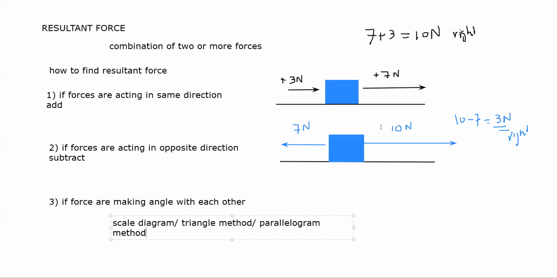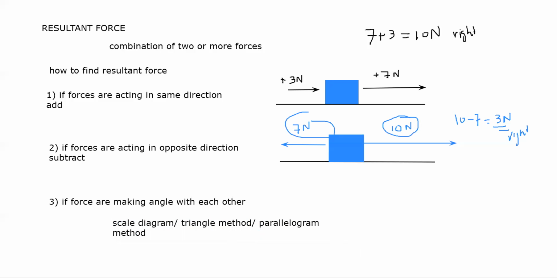Look, if you want to solve, you can solve in this manner. It is always the greater force minus the smaller force to get the resultant force. So this 10 is greater than 7. That's why I took the greater force minus the smaller force. Because the direction of the resultant is always towards the direction of the greater force.